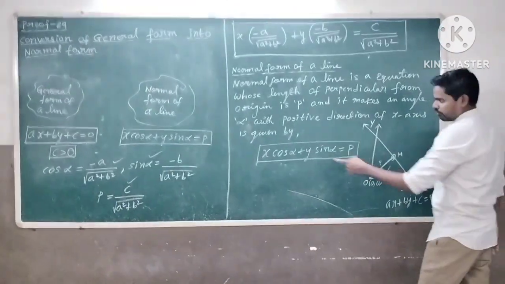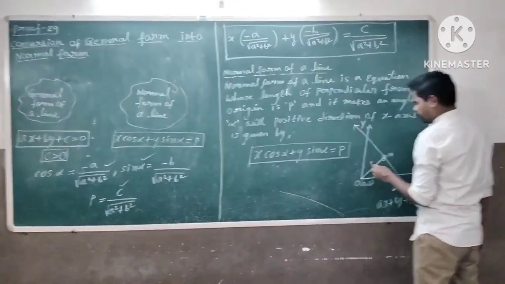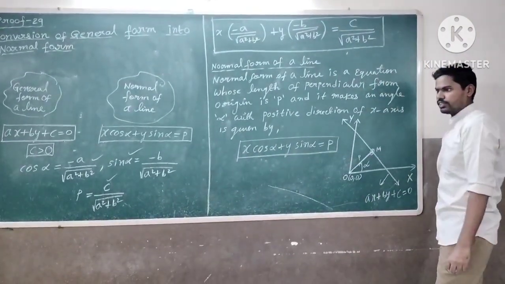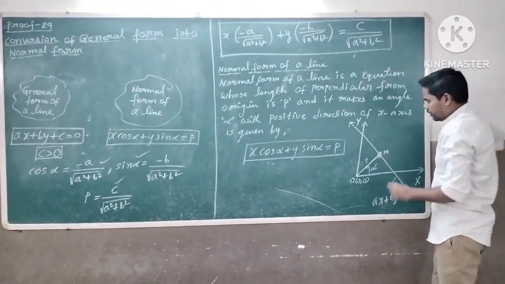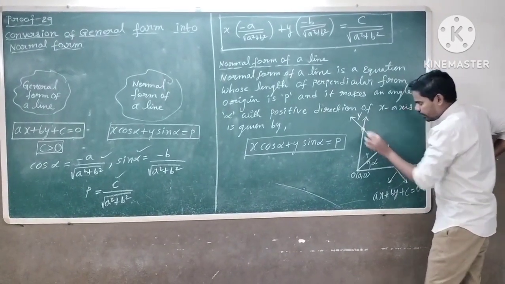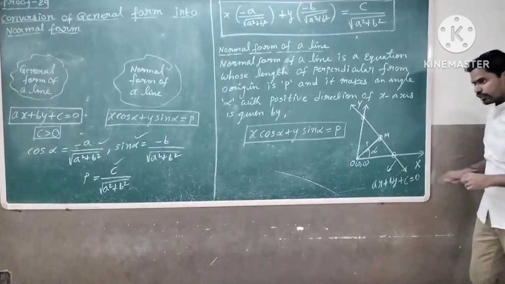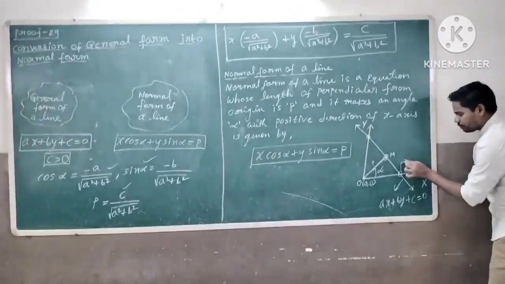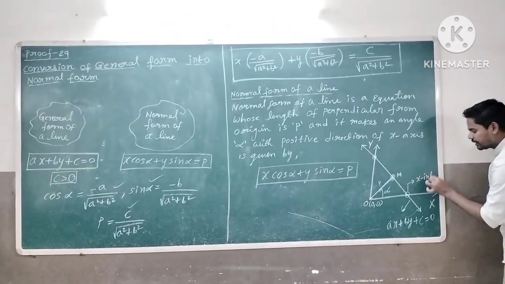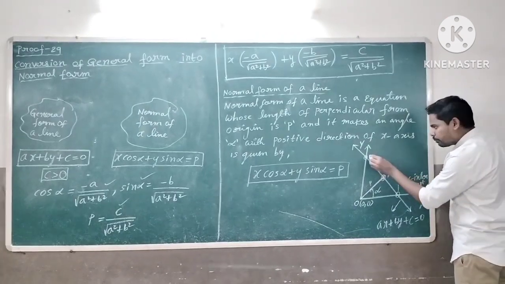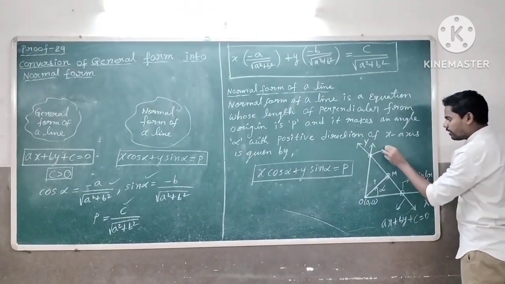So now the normal form of a line, or perpendicular form of a line, is given by x cos alpha plus y sin alpha is equal to p. Here we have two intersecting points, this point and this point. This point is known as x-intercept. Very important, x-intercept. This intersection point is called y-intercept.